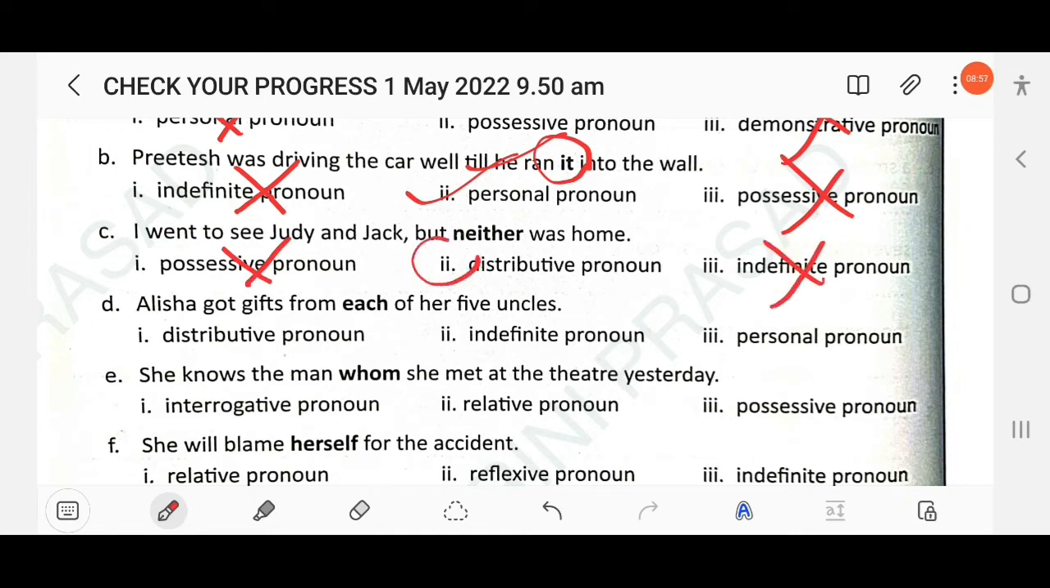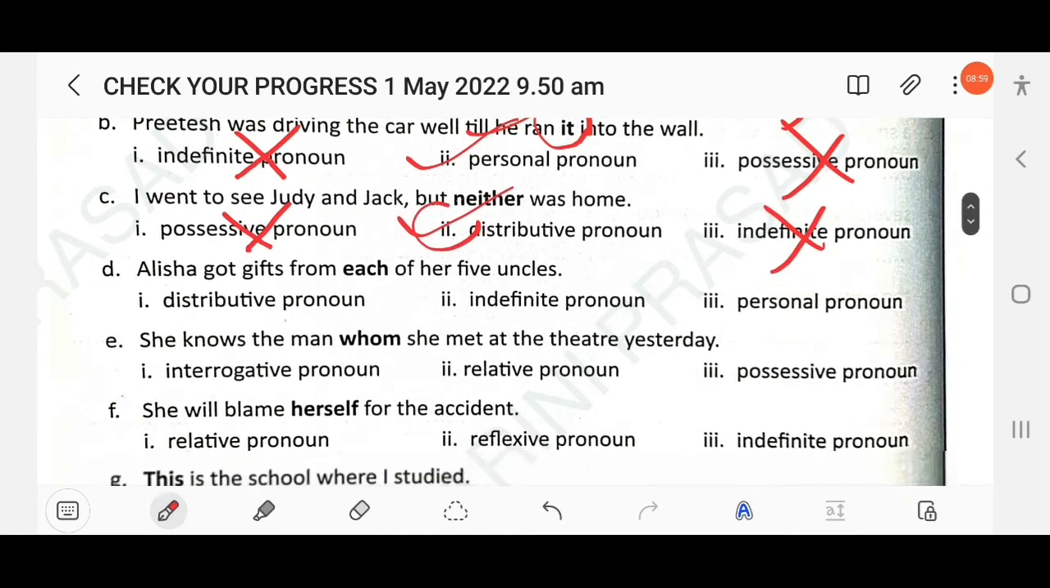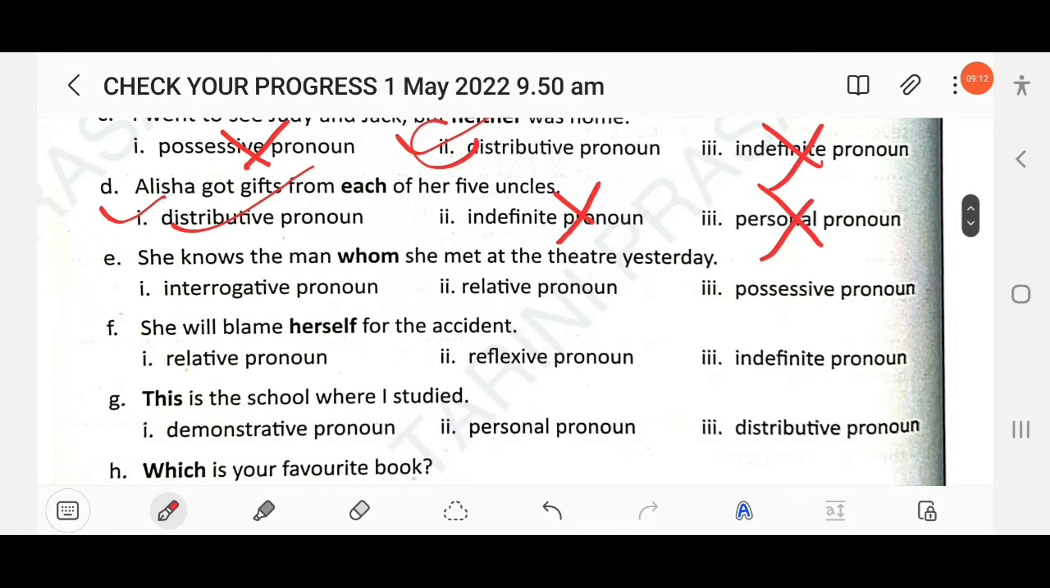So here neither, this is a distributive pronoun. Then next, Alisa got gifts from each of her 5 uncles. So here you have to put a cross on indefinite and also personal. So here you have to tick on distributive pronoun. First one. Then next, she knows the man whom she met at the theatre yesterday.